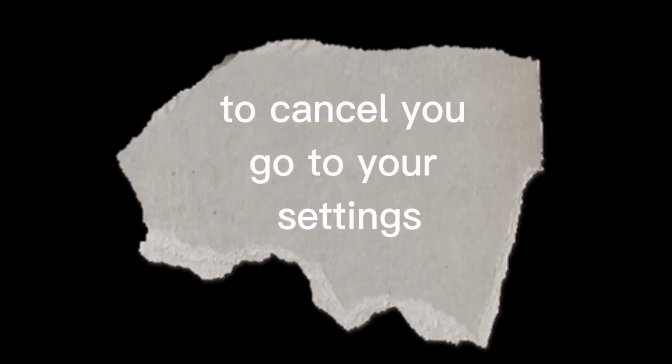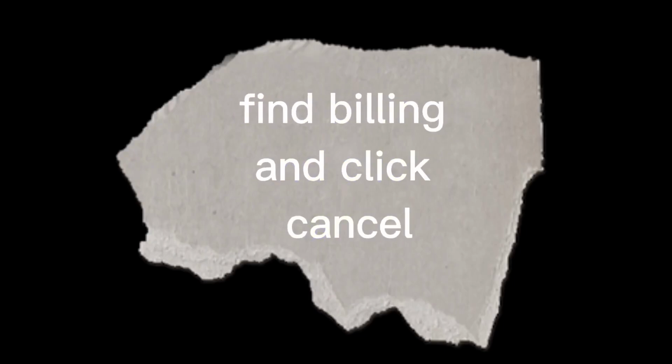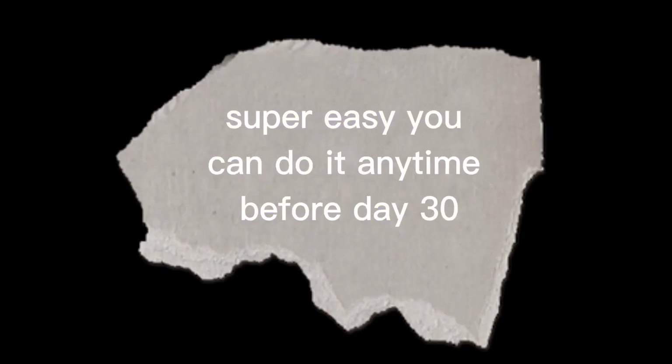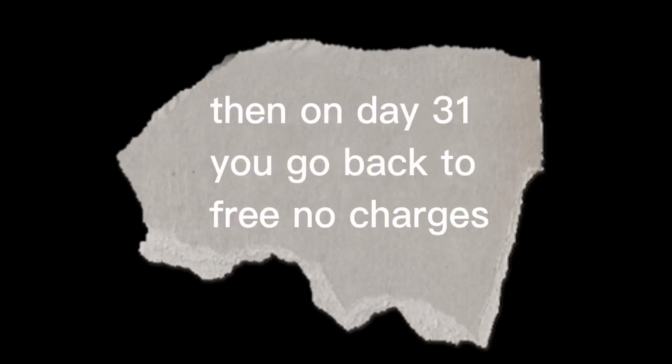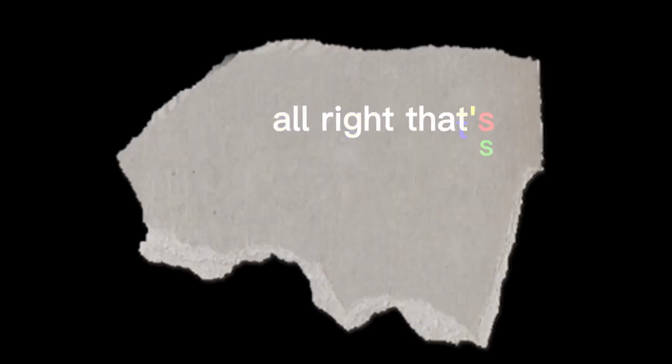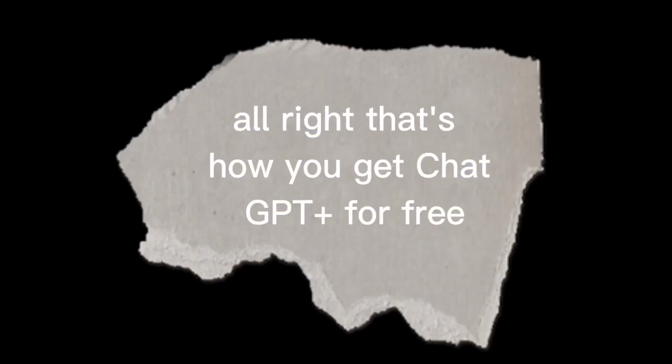To cancel, you go to your settings, find billing, and click cancel. Super easy. You can do it any time before day 30. If you cancel, you keep Plus for the rest of the month, then on day 31 you go back to free. No charges. Alright, that's how you get ChatGPT Plus for free.